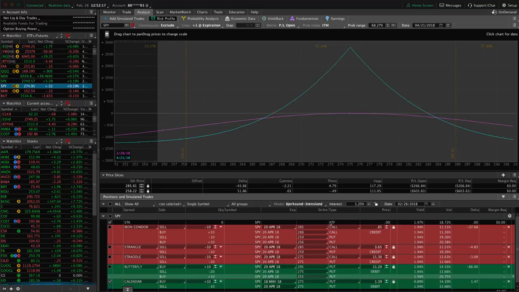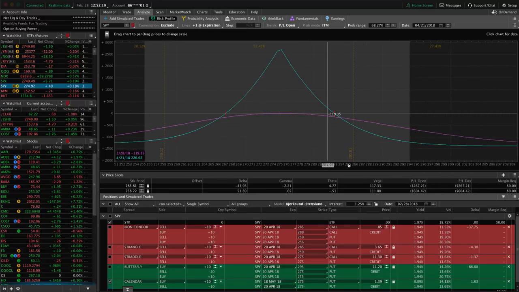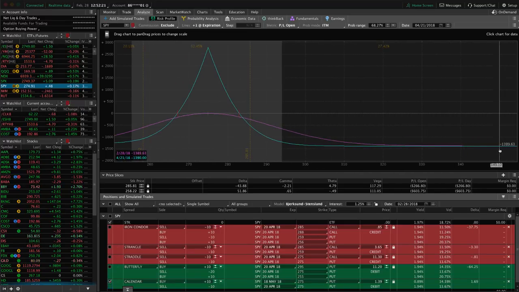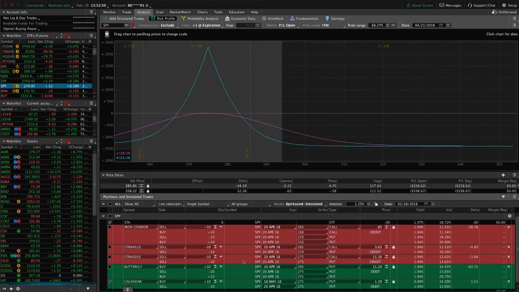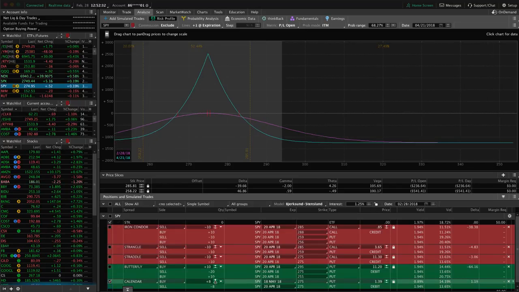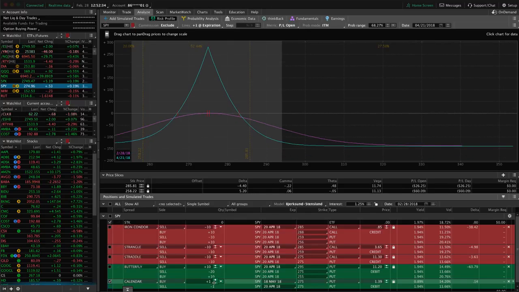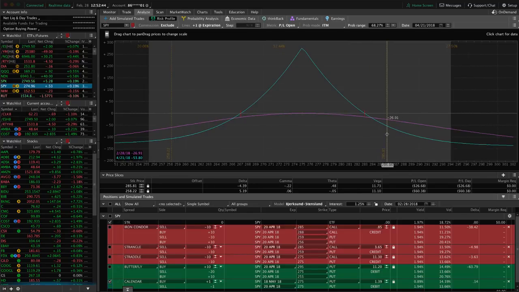So if we click on the calendar, here's what that looks like. As you can see, the risk is defined, so you can't lose any more than what you put it on for. We're looking at 10 contracts, so our max loss is $1,390. Obviously, if we kick this down to one contract on any of these, it's going to be a tenth of what we're looking at here. So your max risk would be $139. So you can do these in any size account, and then we can set our probability of profit.